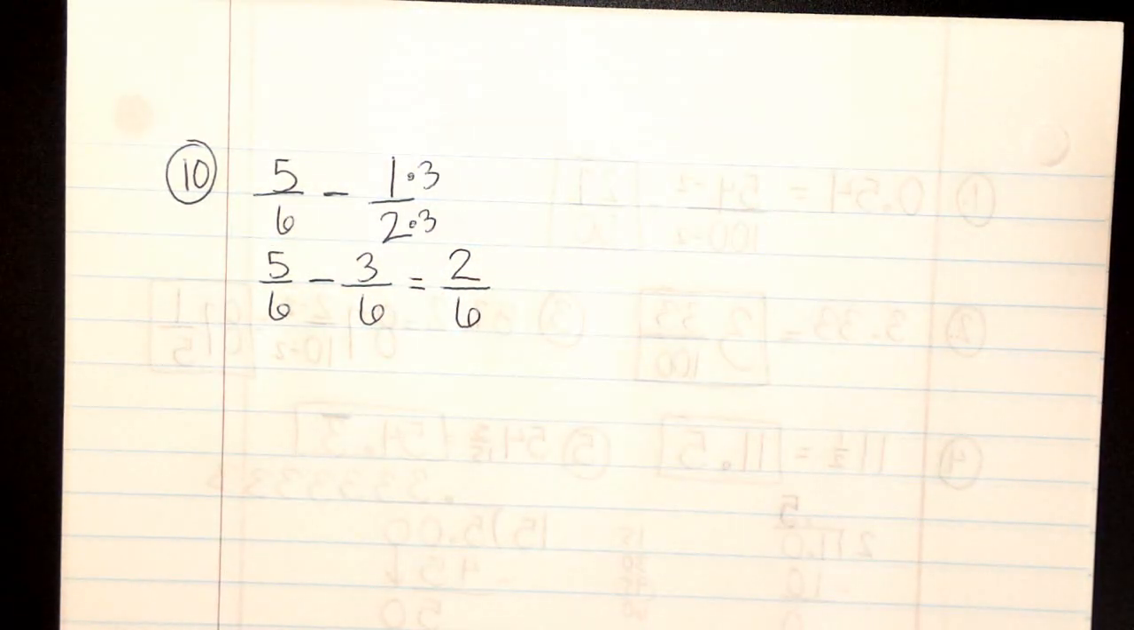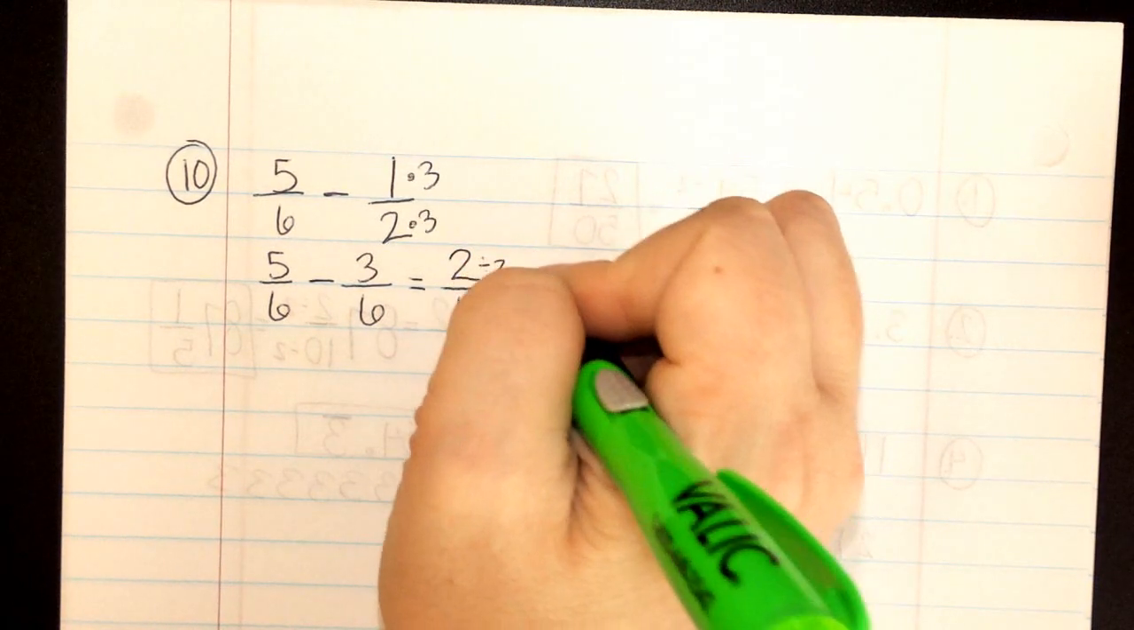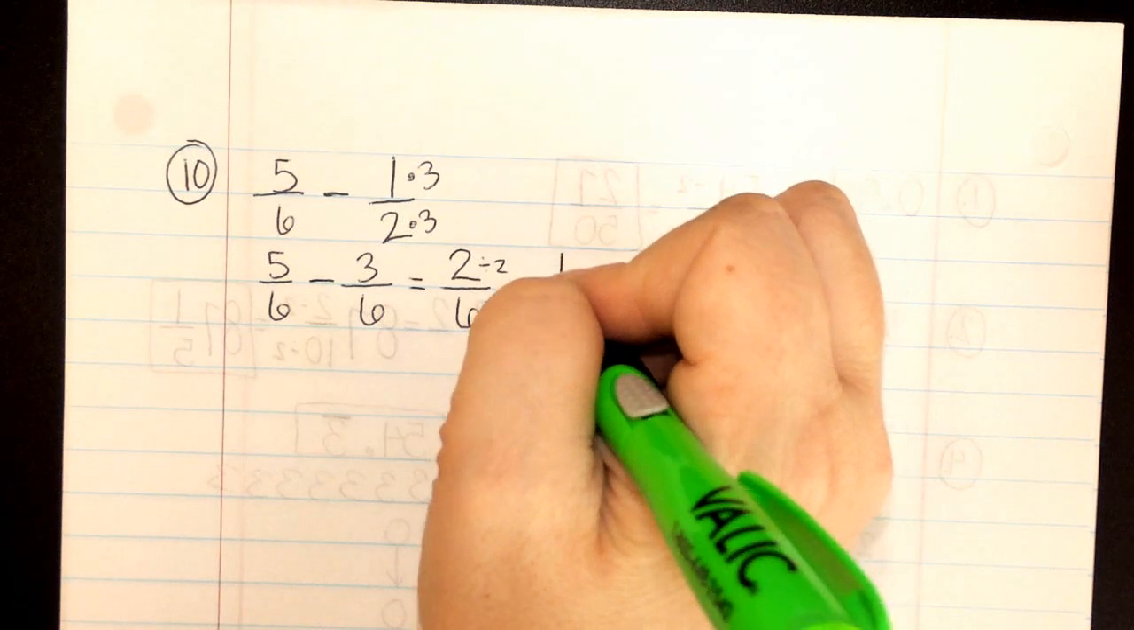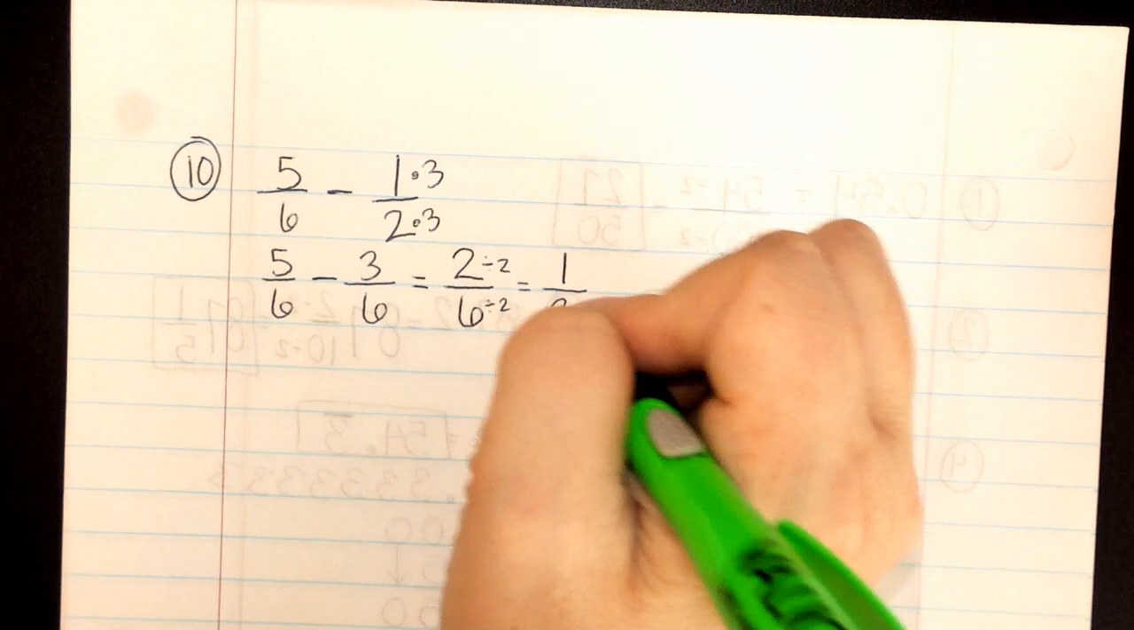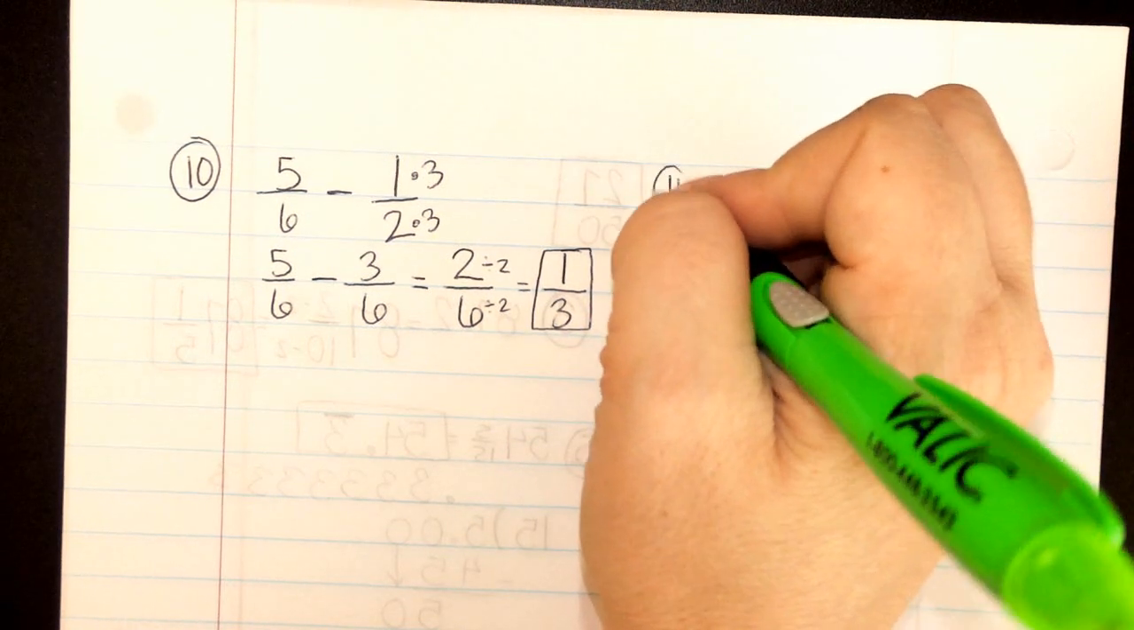All right. 2 over 6, good answer? No. Not yet. What's wrong with this answer? Simplify. Braden, what can I divide these by? 2. 2 divided by 2 is? 1. And 6 divided by 2 is? 3. So 1/3. Excellent.